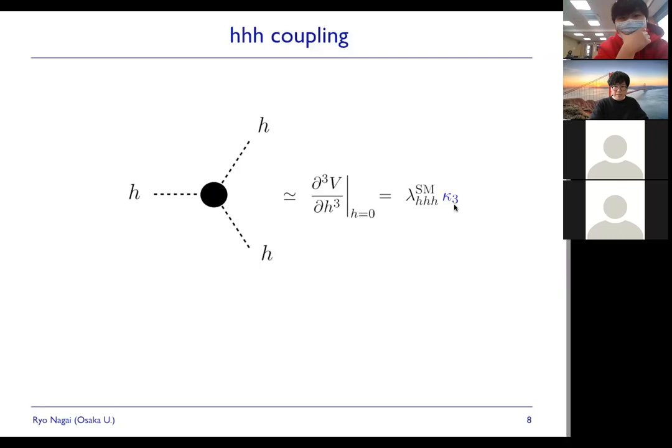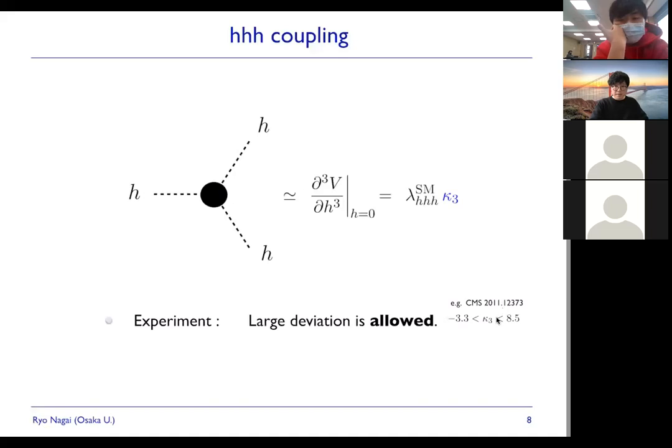In principle, we can measure this parameter by looking at the Higgs pair production process at collider experiments, so we can test this parameter experimentally. But actually, the current constraint on kappa 3 from collider experiments is not so severe. Roughly speaking, an order one deviation is still allowed. For example, the CMS collaboration gives this kind of constraint on kappa 3. So you see that an order one deviation is still allowed at the current status. In other words, there is plenty of room for physics beyond the standard model in the Higgs triple coupling.